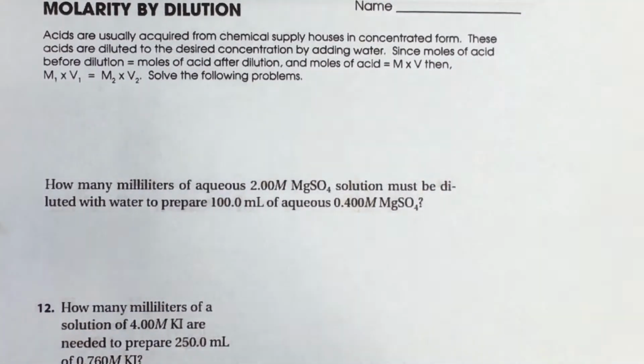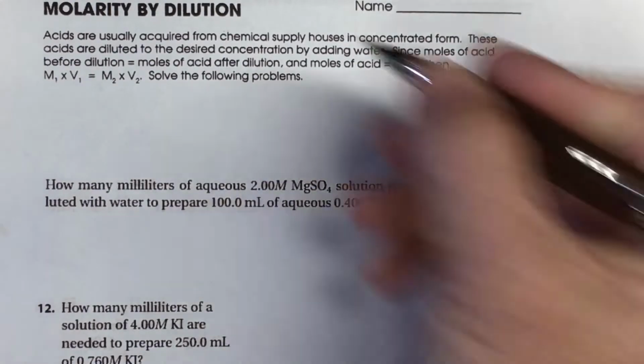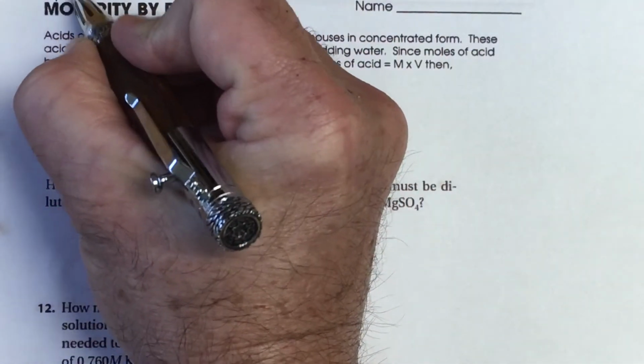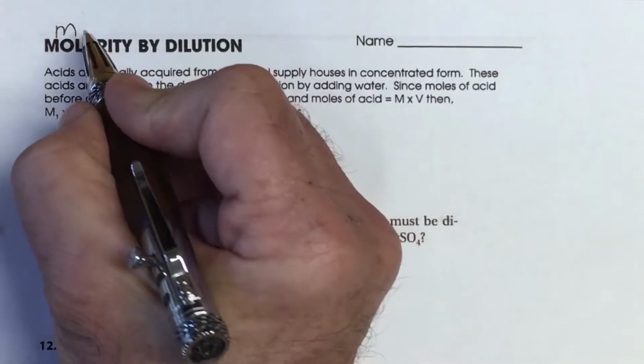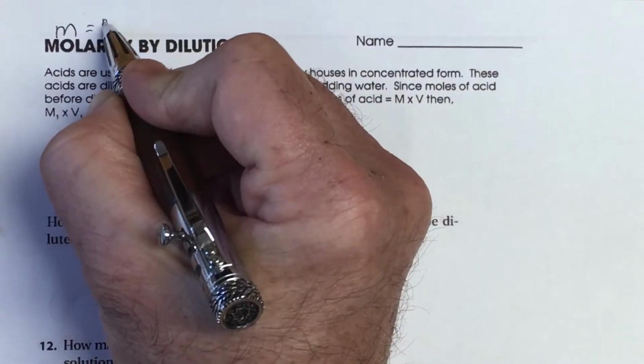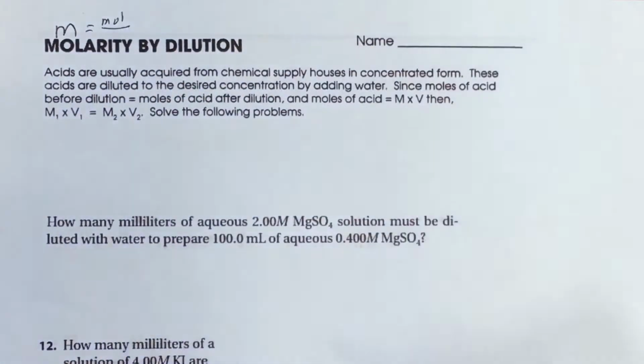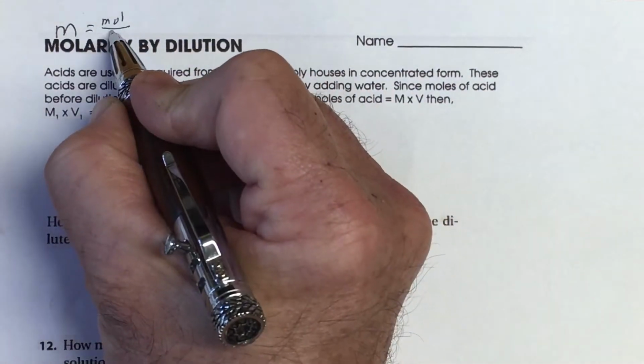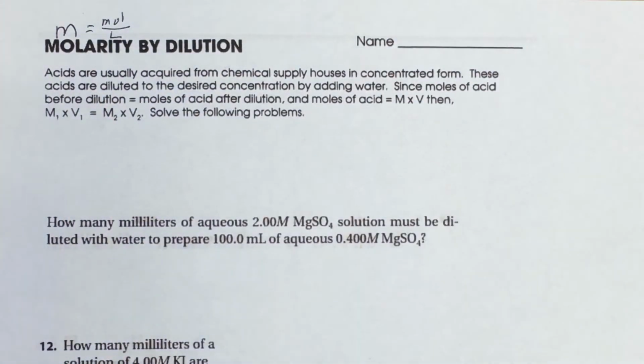We're going to go over molarity by dilution. And previously we went over the idea that molarity, which is a capital M, is equal to the number of moles you have of a chemical divided by how many liters you have of that chemical. So we worked through that before.